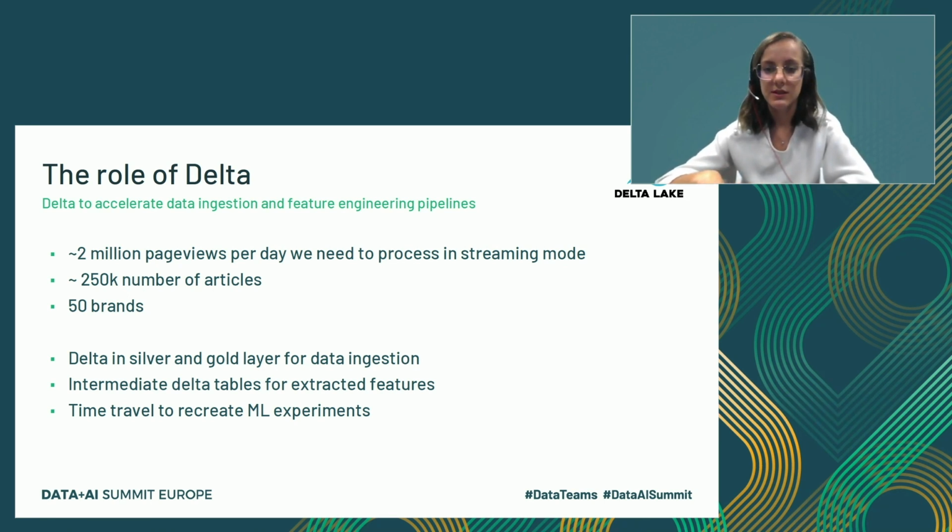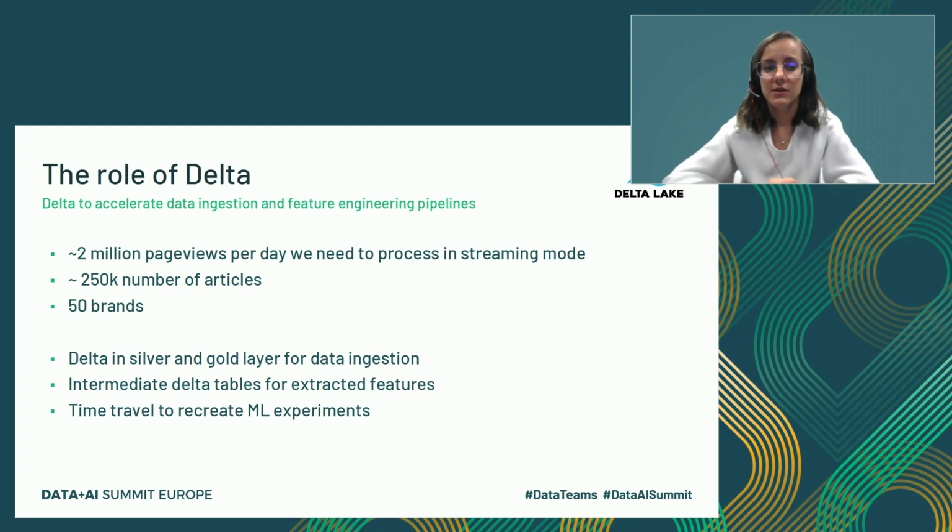That would mean that in order to anonymize this type of data, we have to perform a lot of delete and update operations, which need to happen in real time. So Delta really is used a lot in the ingestion part, and it's used mostly in the silver and the gold layer of the data lake.